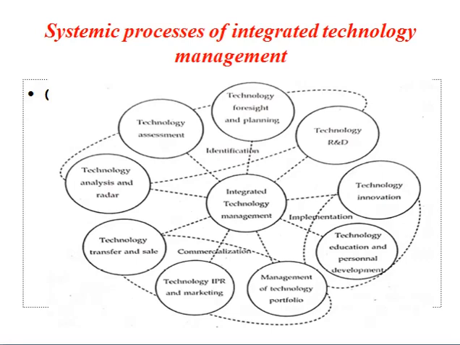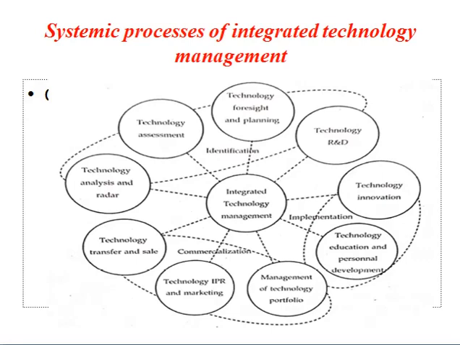The same consideration is represented in the flow diagram, where we can see that integrated technology management is interconnected with the different aspects we have already mentioned: we have a consideration of identification, of implementation, and of commercialization. So in order to identify the sources of the data we have integrated, after identification we need to implement it.